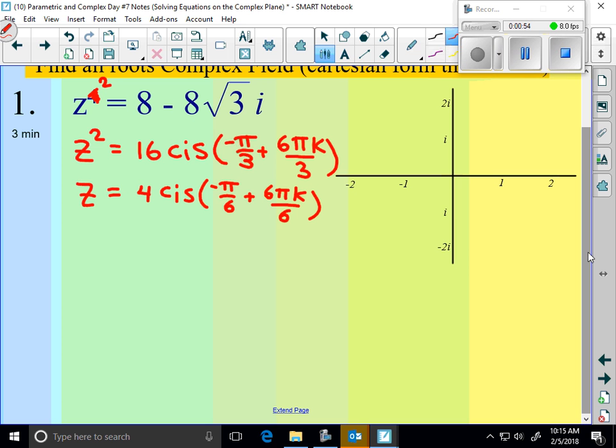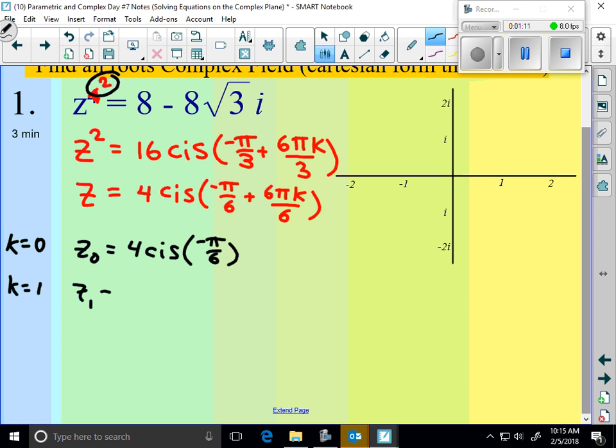So again, if this is a 2, then I'll have k equals 0 and k equals 1. So I'll have 2 roots, which z sub 0 would be 4 cis negative pi over 6, and z1 would equal 4 cis, what is that, 5 pi over 6? Okay, cool. So there are my solutions. Those are my roots, right?